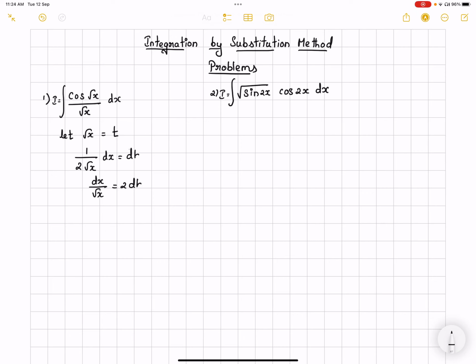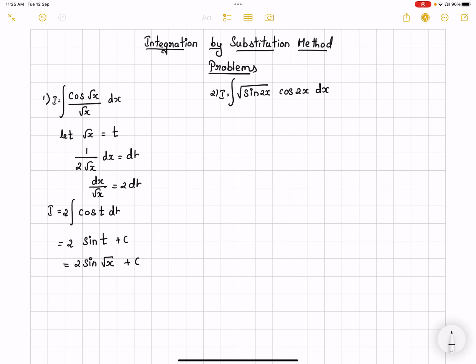Now let's make the changes, because in our I the variable changes from x to t. So I would have 2 times cos t. Let me bring the 2 out, since it is a constant, and then dt. Now when I integrate cos t, I get sin t plus c. Now, what is my t? Let me replace that back from where I started. So sin t becomes sin root x, plus c. That's it. It got over. A very simple approach this was.